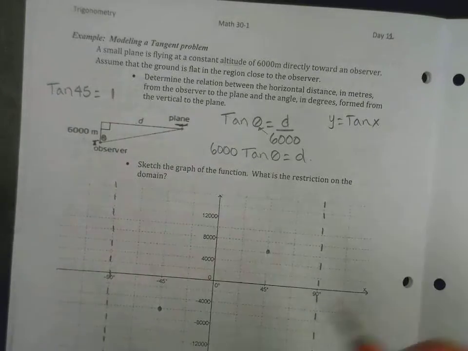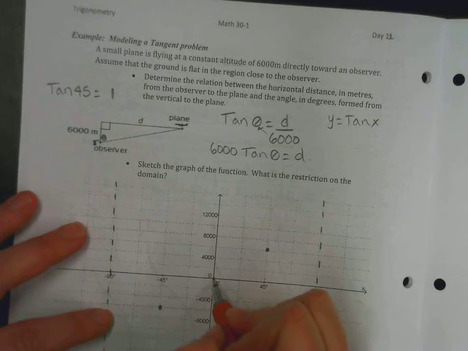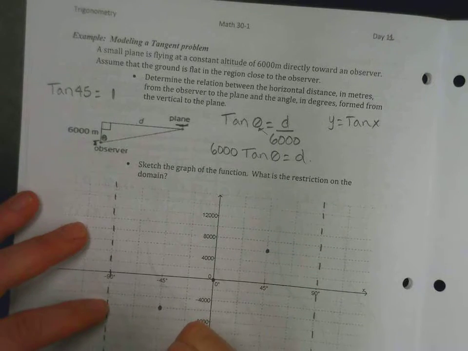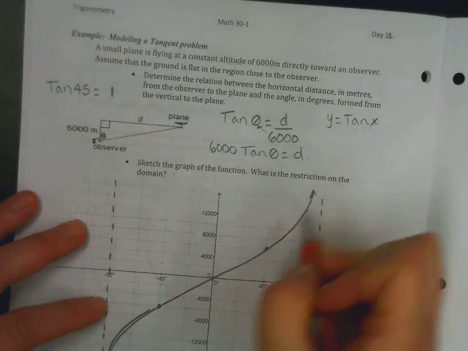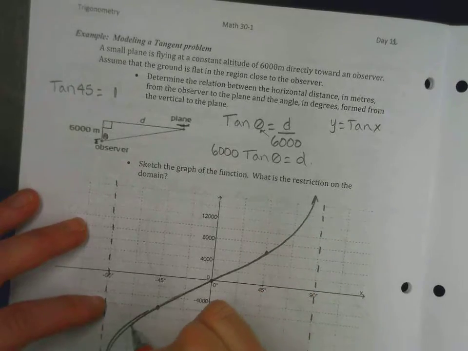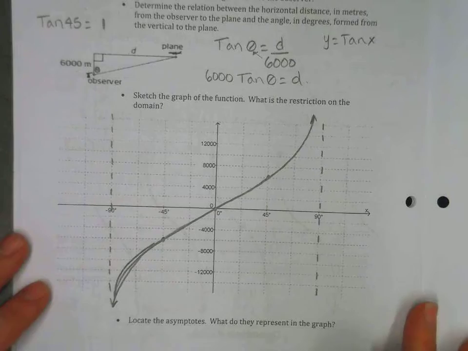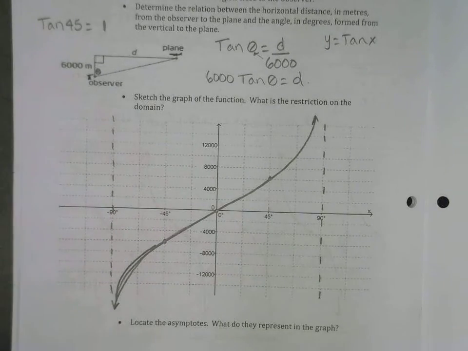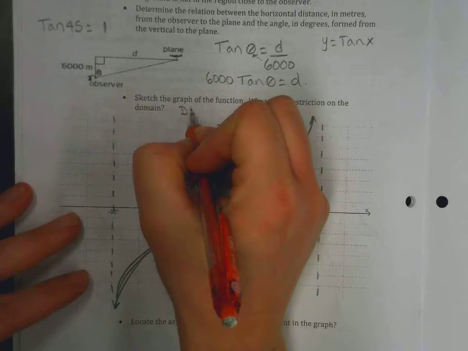And so, sketch the graph, and we're going to talk about the restriction on the domain. So if I were to sketch this, it's going to go through here, 0, 0. So the sketch of my graph is kind of exaggerated here. I'm going to take the shape of this. Okay, so that is what my tangent graph is going to look like for this situation. So if I think about the restrictions on the domain, how am I going to restrict my domain?